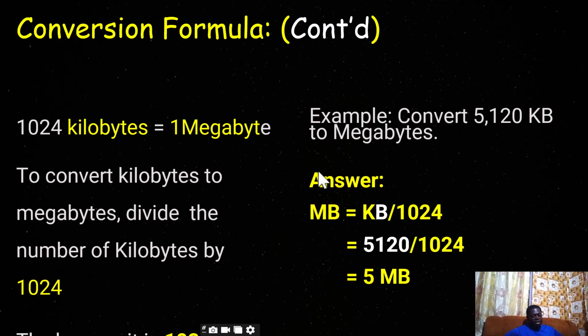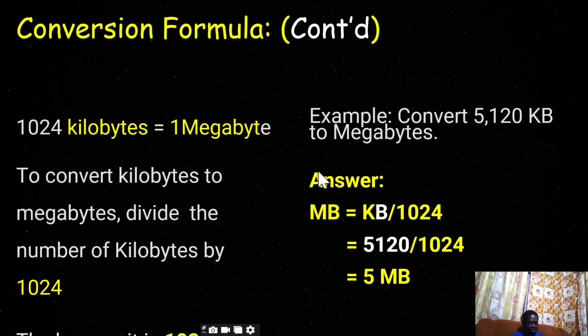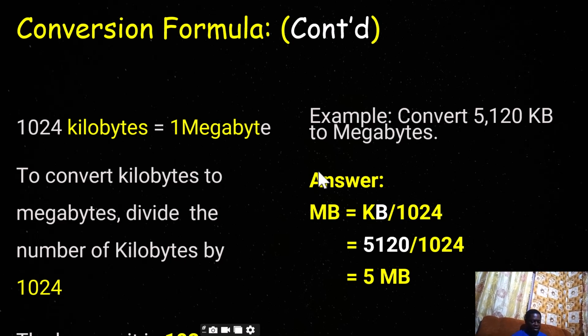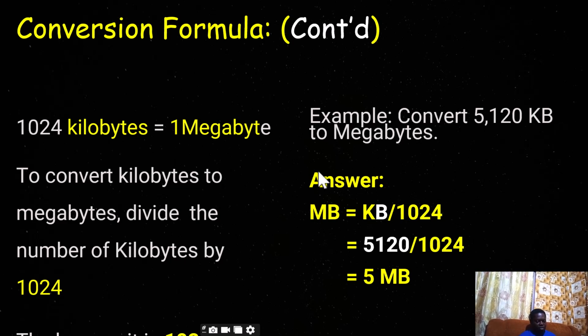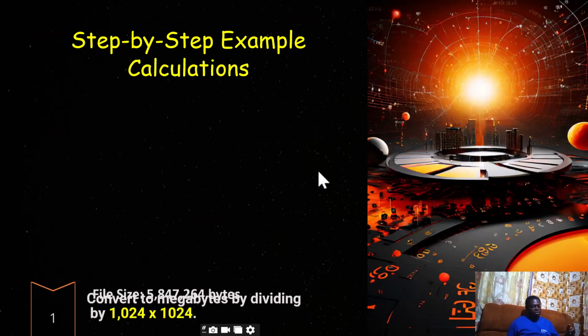So for example, you have to convert 5120 kilobytes to megabytes. Megabyte is equal to kilobyte divided by 1024. Substitute 5120 and you divide it by 1024, which gives you 5 megabytes. As I said earlier, you can pause this video at any time.